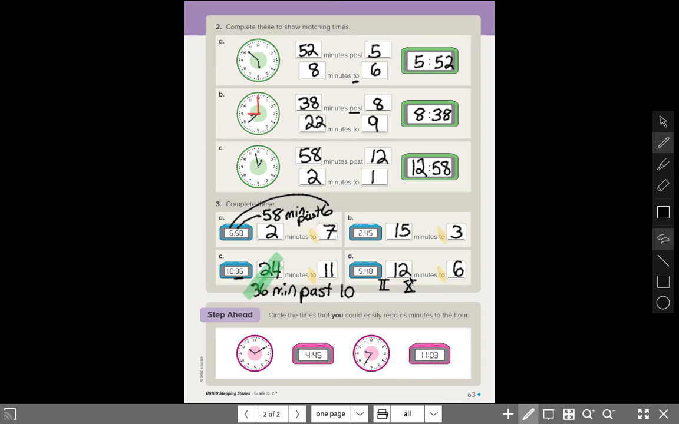So I've showed you a whole bunch of different ways to figure this out. On the step ahead, circle the times that you could easily read as minutes to the hour. This one's hard, right? That's like, oh my gosh, a bunch of minutes to the hour. This one's pretty easy. It's 15 minutes to 5. Okay, this one's not too bad. 5, 10, 15, 20, 25. It is 25 minutes to 10. This one, that's going to be a lot of work to figure out. Okay, this one we could totally figure out, but it's not easy. These are the two that we can most easily read as minutes to the hour.